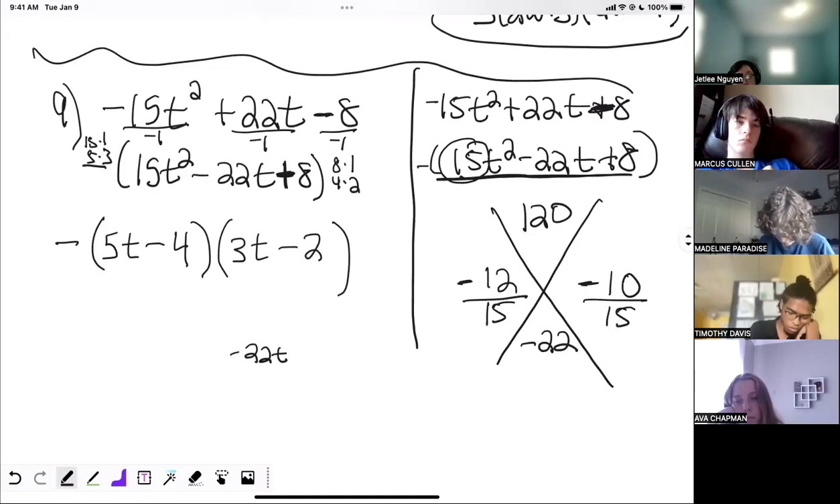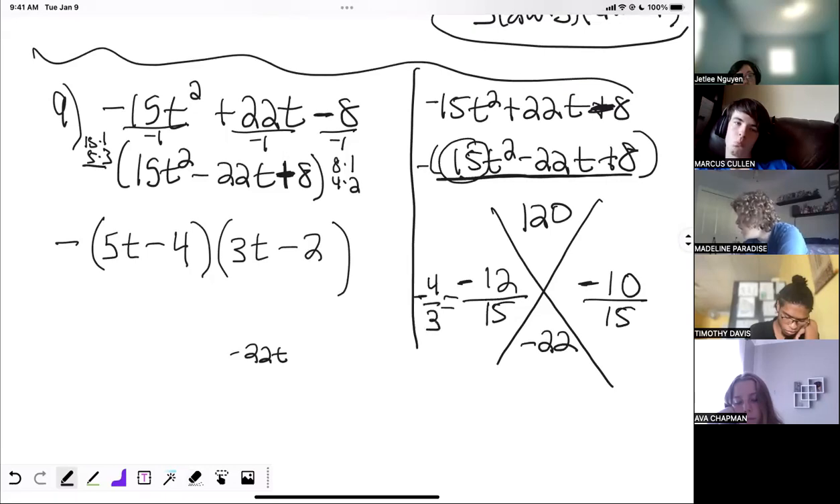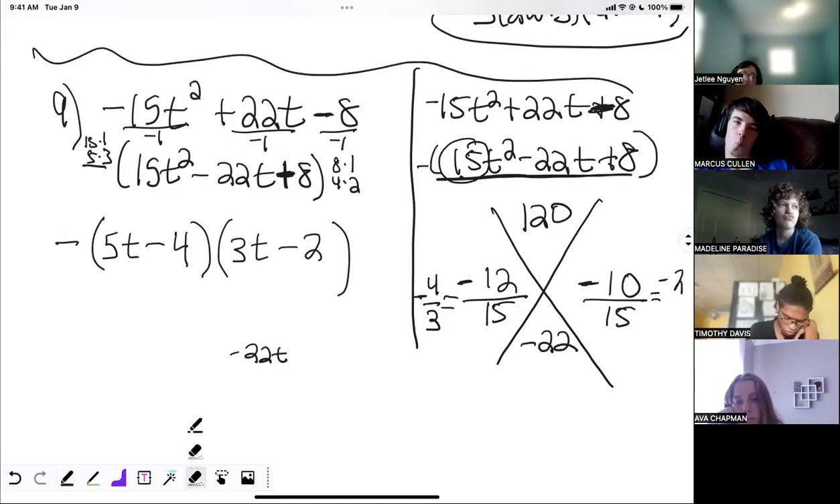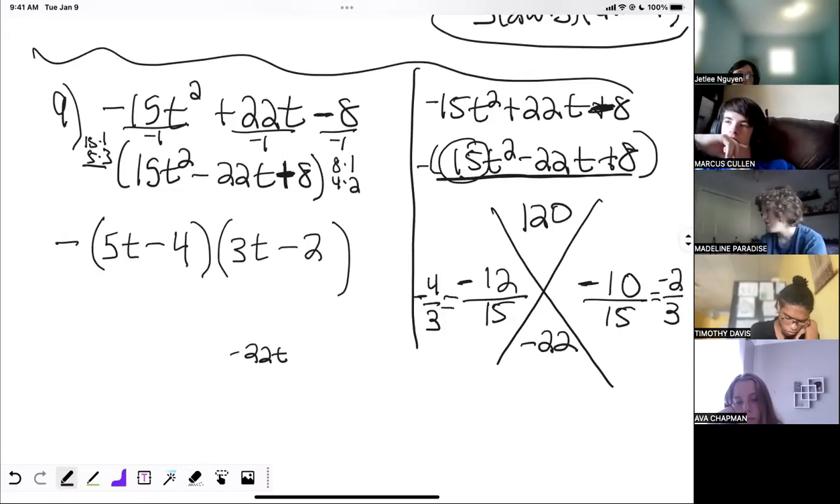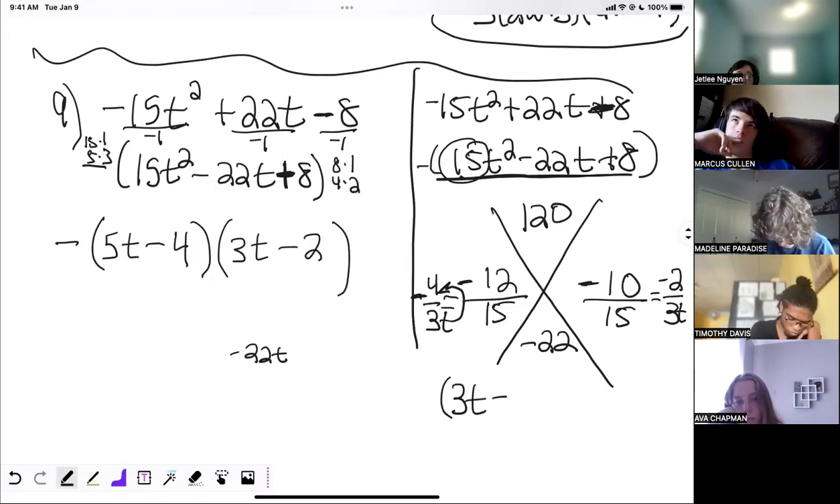And if you forget to simplify, it's not going to be right. So you have to simplify. Negative, I can divide both of them by 3, which makes 4 thirds. And I divide this side, I can divide both of them by 5, which makes negative 2 thirds. And then I take my t and I put it on the bottom because we're going to read it backwards. So this becomes 3t minus 4.